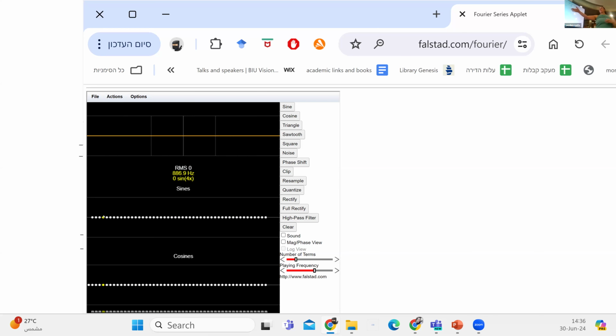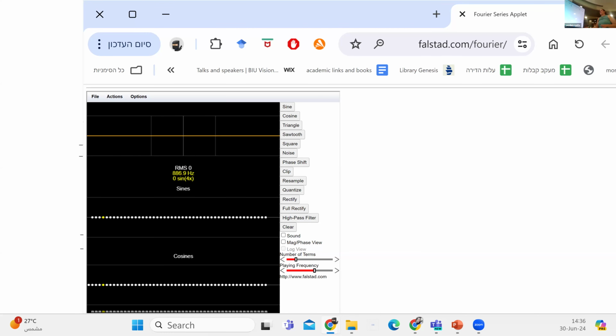So for example, 4 is the frequency. What does the frequency mean? How many periods I have in 1 second. So if I say here 4x, that means that I have 4 periods within 1 second. So the size of each period is 250 milliseconds.